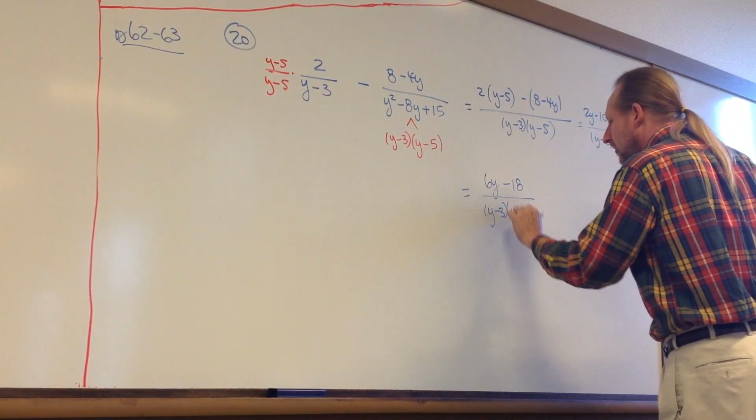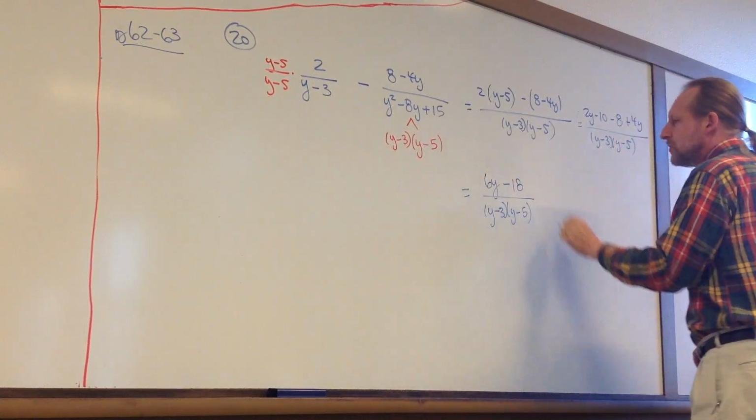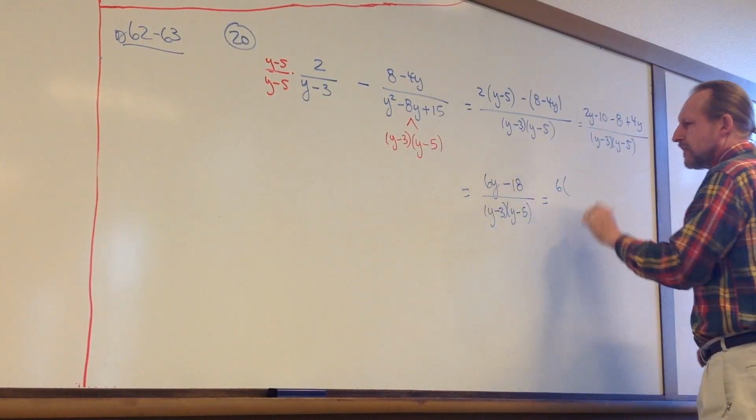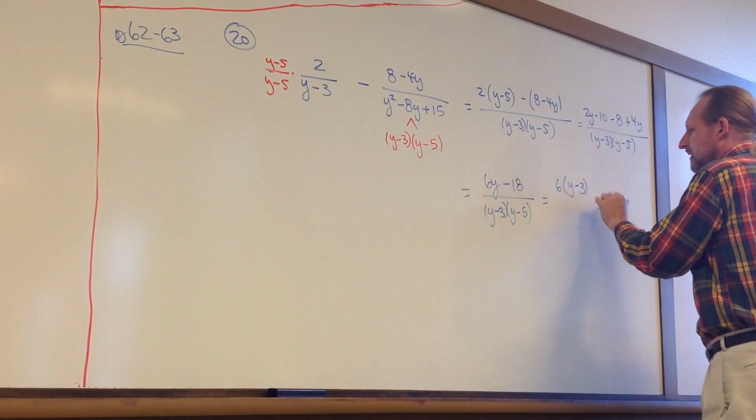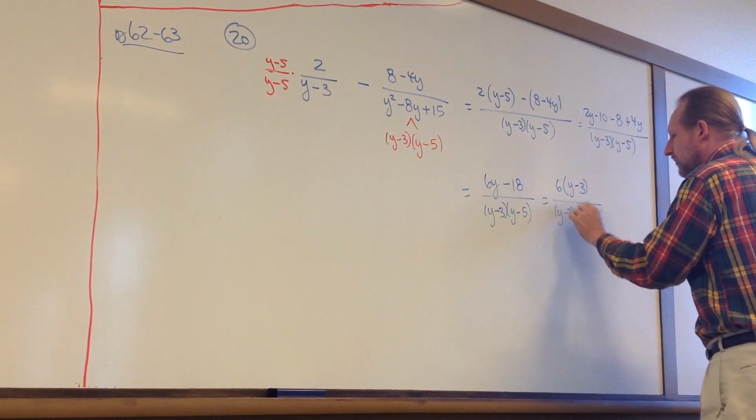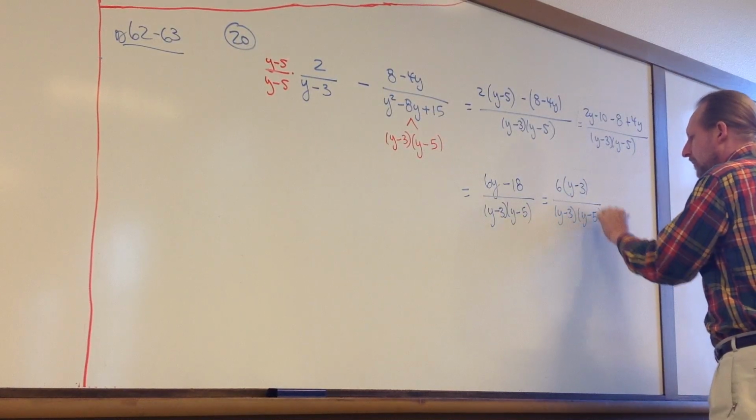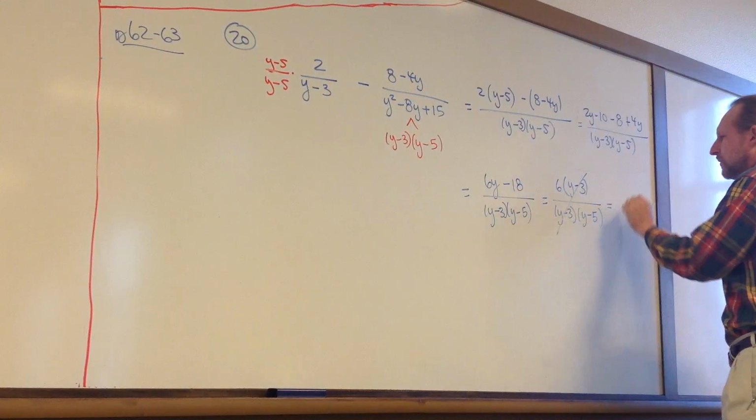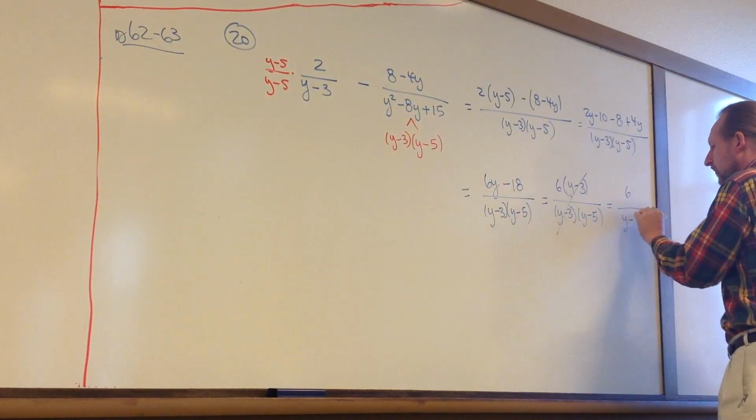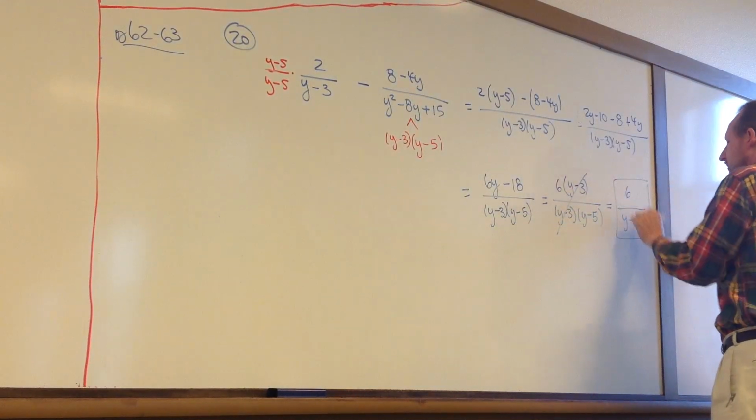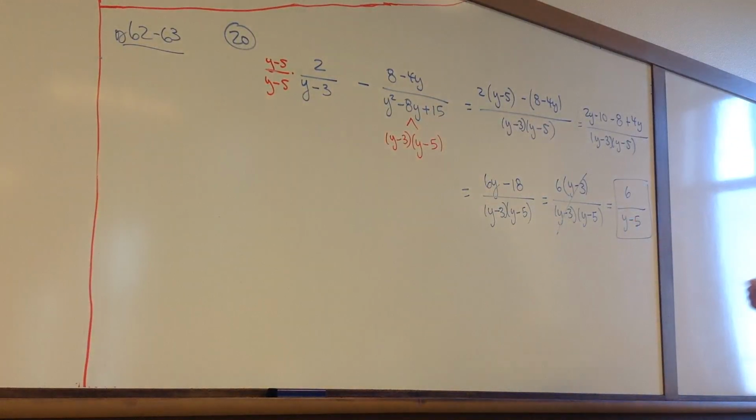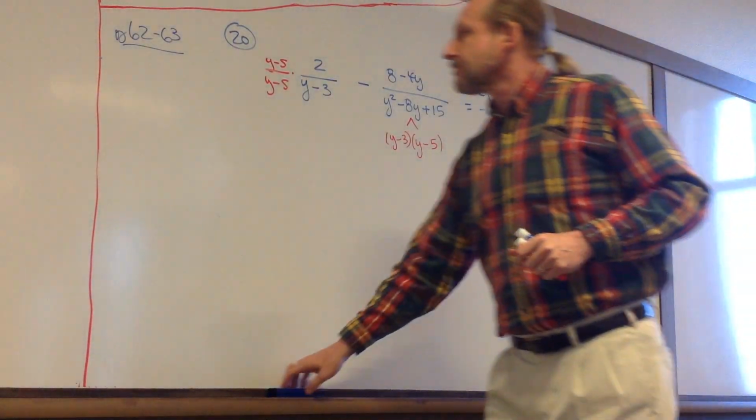And again, notice that the numerator is factorable. You've got a common factor of 6, and when you pull that out, you've got a y minus 3 that's going to cancel with the y minus 3 on the bottom. And so our answer in lowest terms is going to be 6 over y minus 5. All right, let's look at one more.